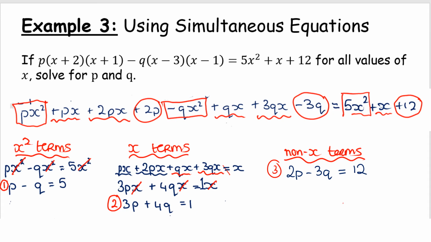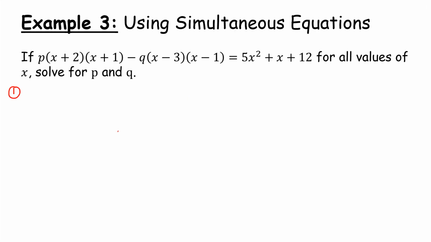We have three equations here, but we only need two, so we can choose whichever two we think will be easiest to work with. I'm going to work with equation 1 and equation 2 because equation 1 is the simplest. It has a coefficient of 1 for p and a coefficient of minus 1 for q, and it'll be easy to work with. So let's work with equation 1 and equation 2. Equation 1 is p minus q equals 5. Equation 2 is 3p plus 4q, and that equals 1.